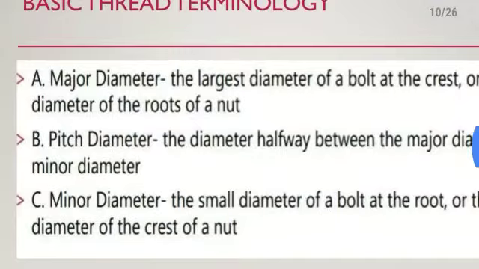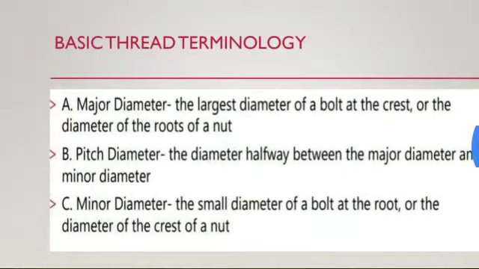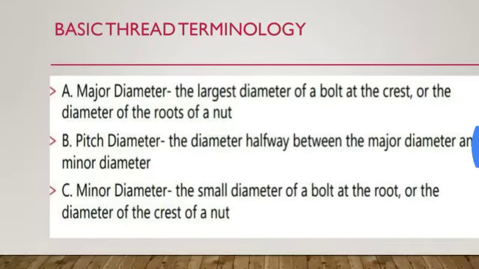Next, major diameter. Now you can go through these lines. The largest diameter of a bolt at the crest. When you join all the crests, that will be the largest diameter. So the largest diameter of a bolt at the crest, or the diameter of the roots of a nut, is known as the major diameter.